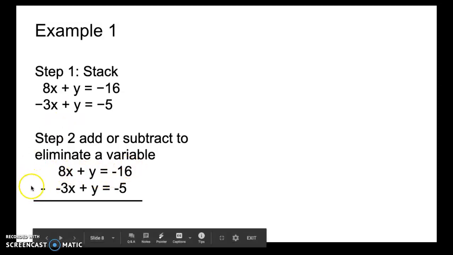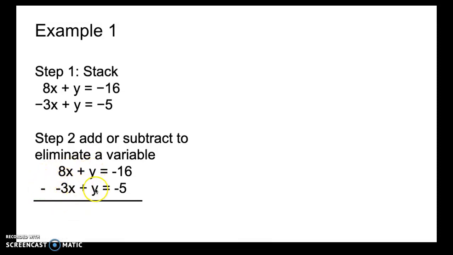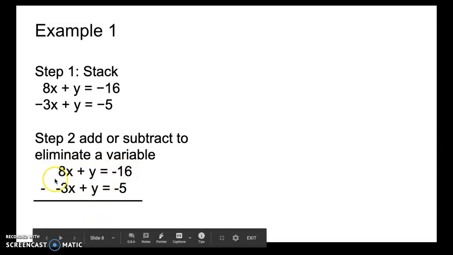So I have my top equation minus my bottom equation. Please remember that this minus sign is going to apply to every term in the bottom equation. So 8x minus negative 3x is the same as 8x plus 3x, and that's going to give me 11x. y minus y gives me 0. And 16 minus negative 5 is the same as 16 plus 5, giving me negative 11. So on the left side we have 11x, and on the right side we have negative 11.